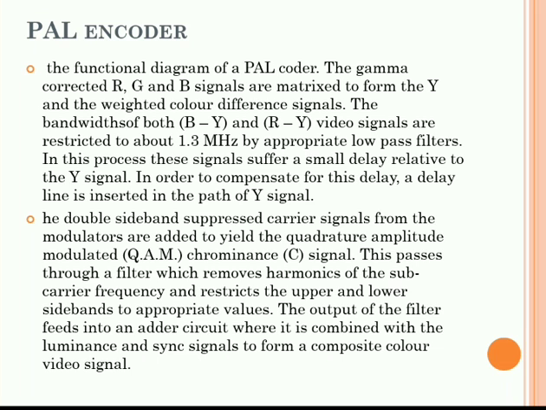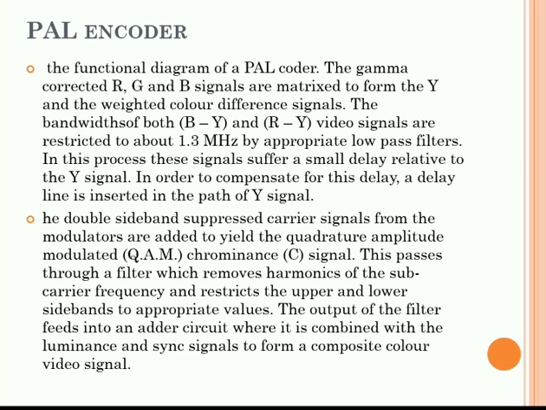We are passing it through low pass filters and restricting its frequency to 1.3 megahertz. In this process, this signal suffers a small delay relative to the Y signal, because they are passed through the low pass filter. But Y was not passed through any low pass filter, so we have to add a delay section in the Y path, so that all three have the same delay.